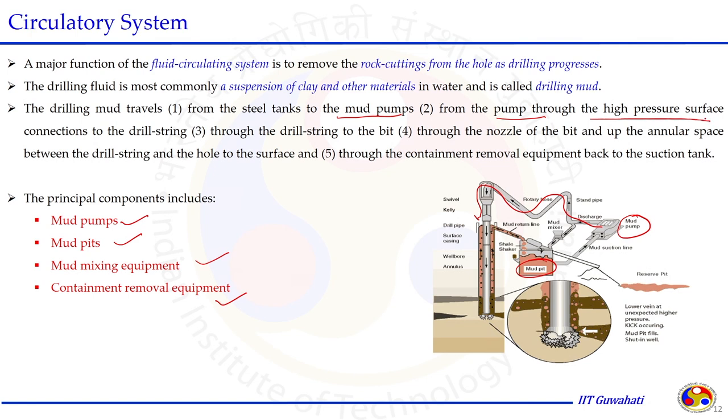From the pump, through the high pressure surface connection, it reaches the drilling string. Through the drilling string, it reaches the bit, and through the nozzle of the bit and up the annular space between the drill string and the hole, it comes to the surface. So it is going down and then coming back. When it is coming back, it goes to the mud pit. In the mud pit, it is separated from the debris and contamination it has picked up during this process, taking out the debris from the earth surface, and the reservoir pit is where the debris are stored, and the circulation of the drilling fluid mud is done again with the same process. So the circulating system is required to circulate the drilling fluid mud in the operation.